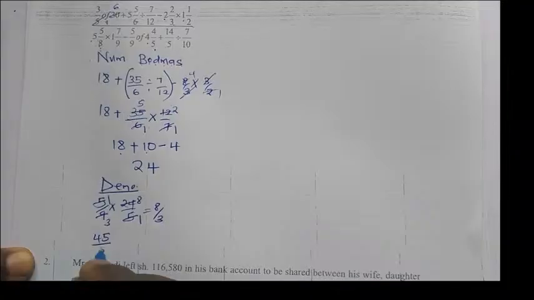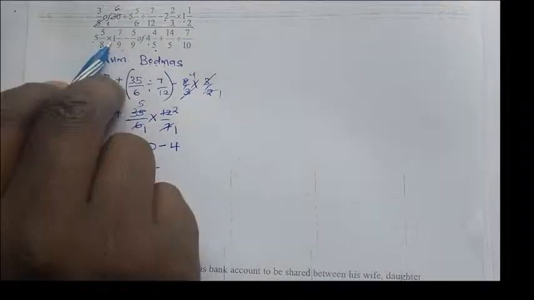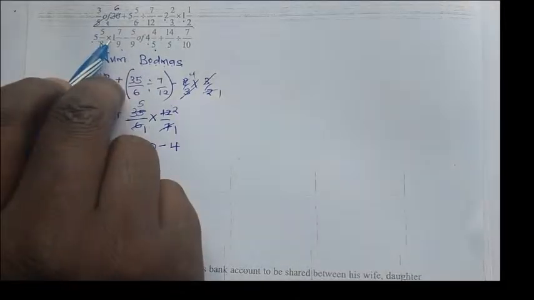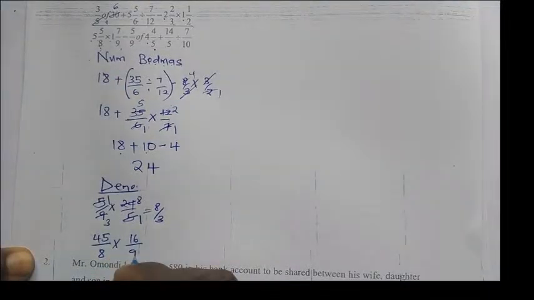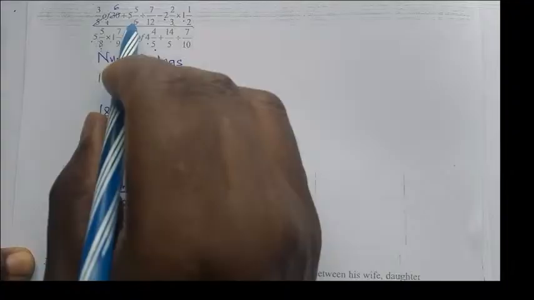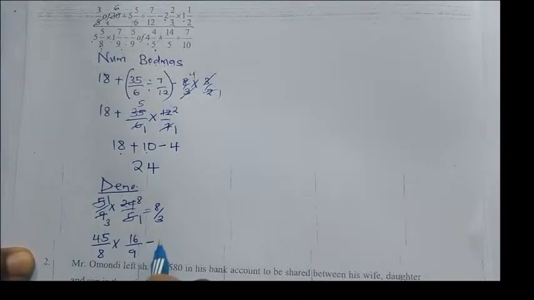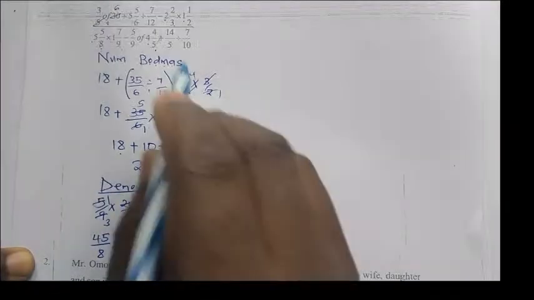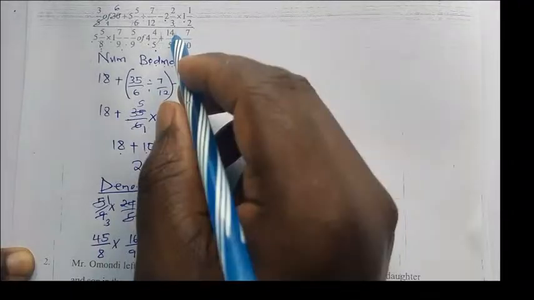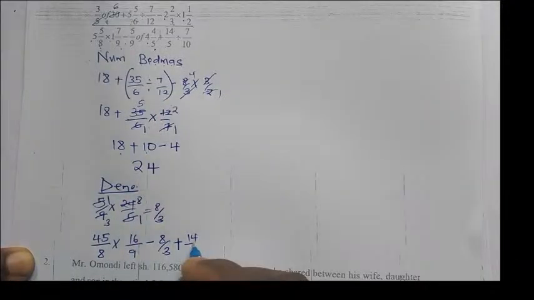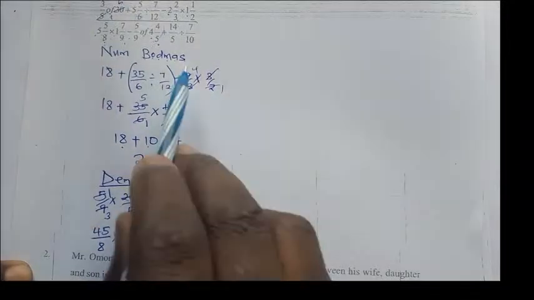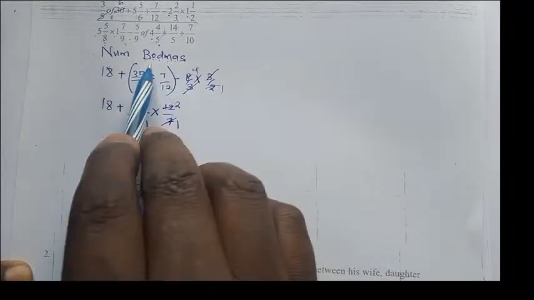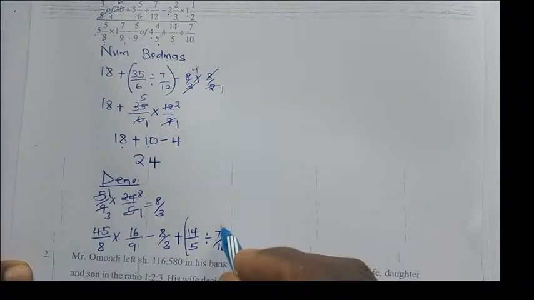over 8 times, this is 9, 1 times 9, 9 plus this, 16 over 9, then minus what we have gotten from the "of", which is 8 over 3, plus 14 over 5 divided by 7 over 10. So we have finished with "of". So the next one is the division. So division is here. That is the next one.